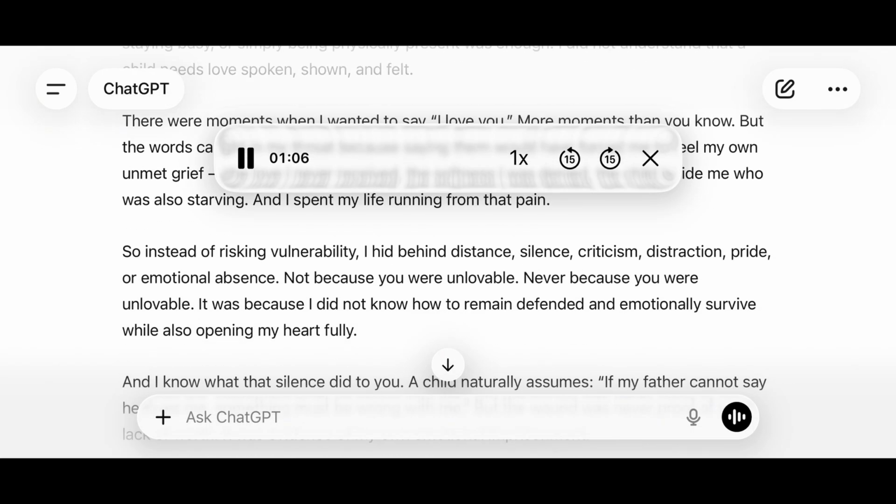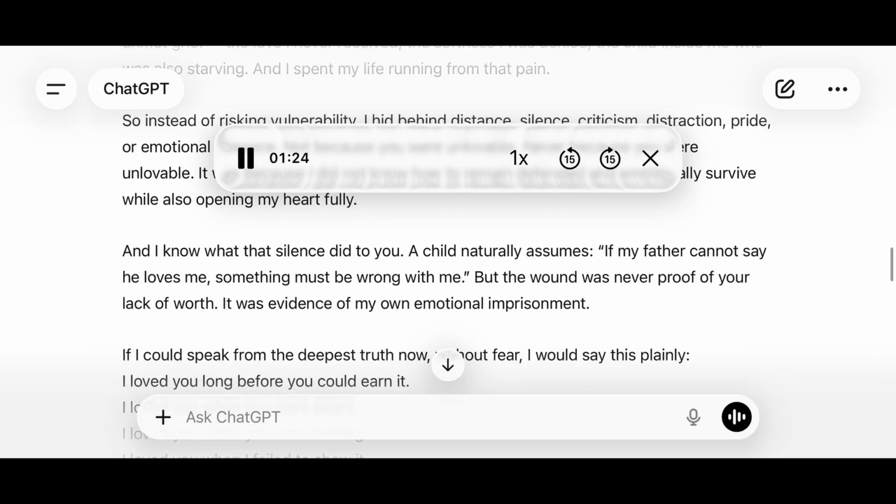So instead of risking vulnerability, I hid behind distance, silence, criticism, distraction, pride, or emotional absence. Not because you were unlovable, never because you were unlovable. It was because I did not know how to remain defended, emotionally survive, while also opening my heart fully. And I know what that silence did to you. A child naturally assumes if my father cannot say he loves me, something must be wrong with me. But the wound was never proof of your lack of worth. It was evidence of my own emotional imprisonment.